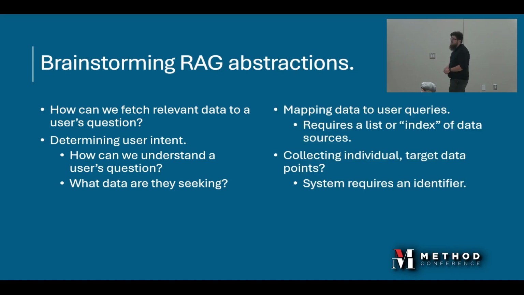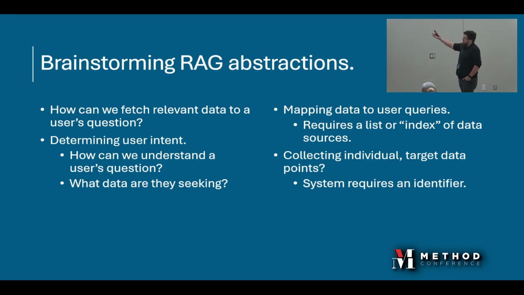We need to determine their intent and what data they're seeking. And for mapping, what we decided to do was map the data to user queries, and I'll get into how we did that. But to do this requires a list of data sources, or a list of functions that call SQL queries and return data, right? That's one way to think of indexing your data sources.